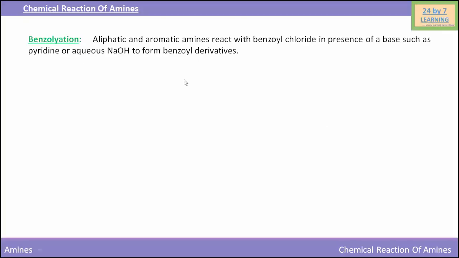Now we will see the benzoylation reaction. Aliphatic and aromatic amines react with benzoyl chloride in presence of a base such as pyridine or aqueous NaOH to form benzoyl derivatives. Here are the reactions. You can see CH3NH2, that is a primary amine, when reacted with C6H5COCl, that is benzoyl chloride, in presence of aqueous NaOH, will form CH3NHCOC6H5, that is the benzoyl derivative.